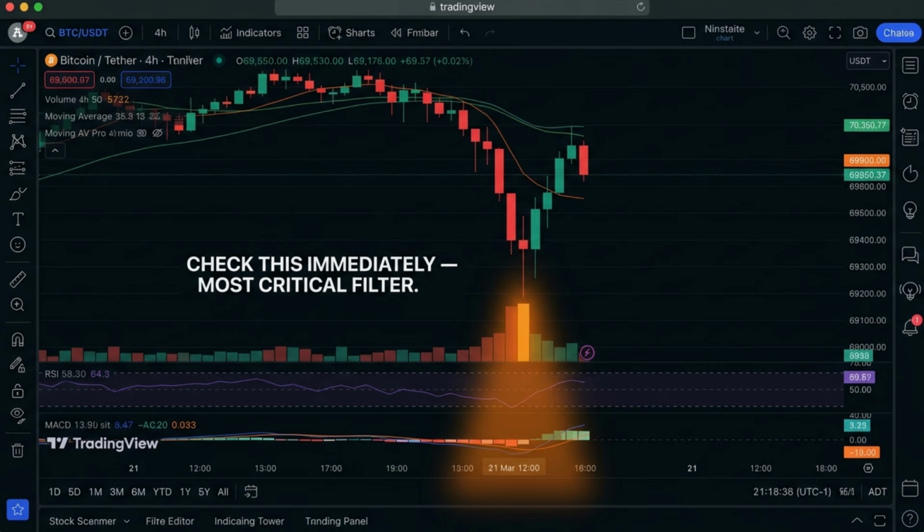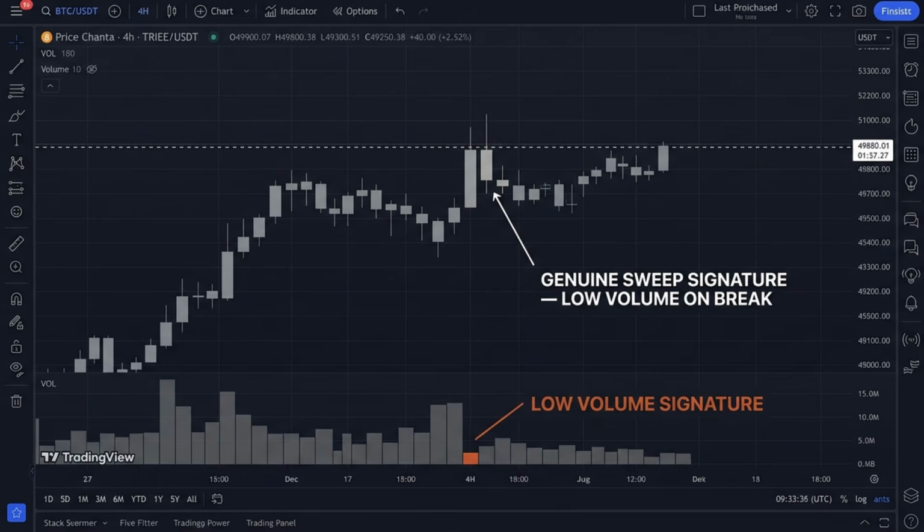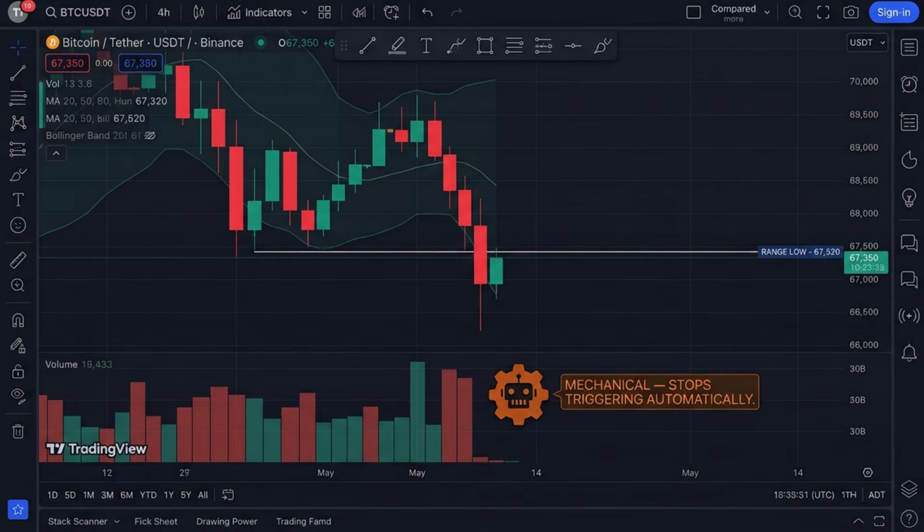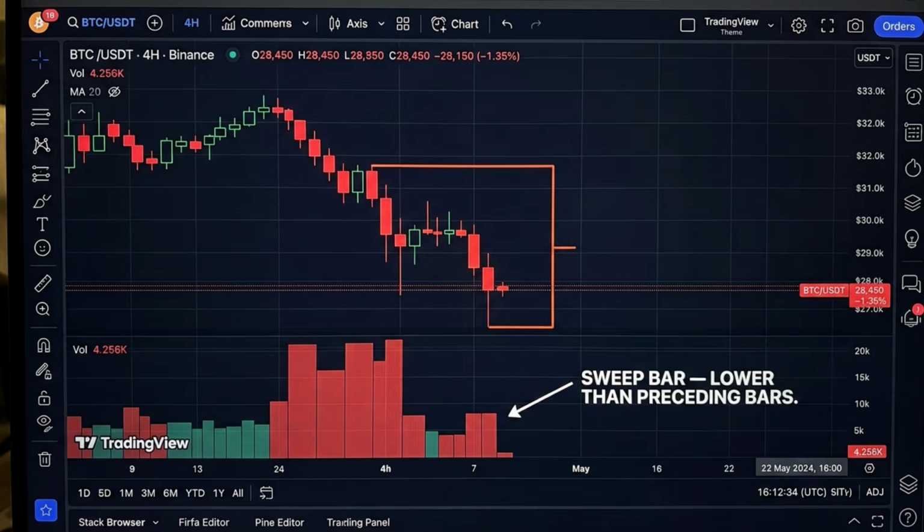This is the most critical filter in the entire trade setup. A genuine sweep that will reverse has a specific volume signature. The break below the swing low happens on relatively low volume. Mechanical. Stop losses triggering automatically, not real sellers entering with conviction. The volume bar on the sweep candle should be noticeably lower than the volume bars that preceded the decline.